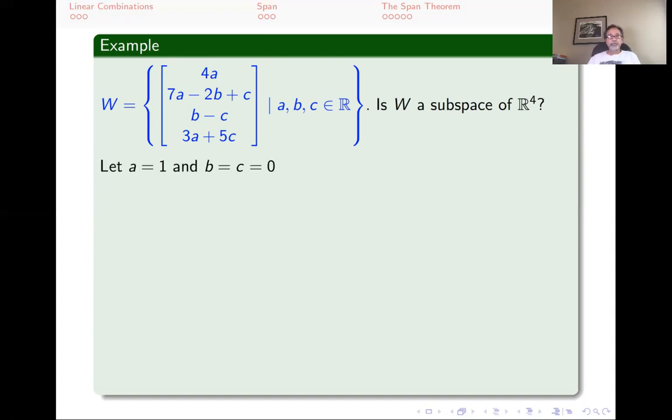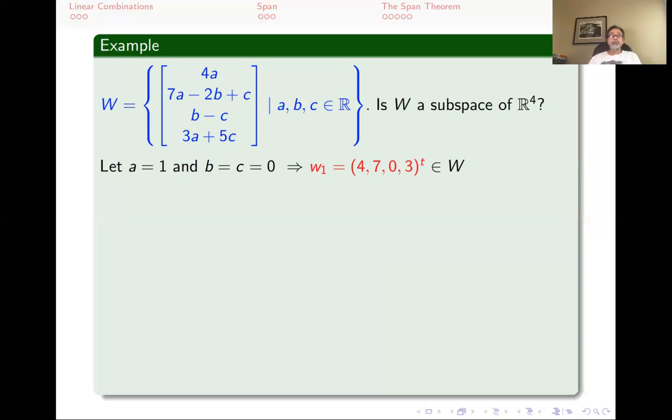So I'm going to create some elements in W. So one thing I'm going to do is I'm going to let A be 1 and B and C be 0. That's one way to make one of the simplest elements that you can create in W. And then you get (4, 7, 0, 3). I wrote it as a row vector because I don't want to take too much room in my slides, but that T means transpose. And if you remember what transpose means, it means that you take every row and make it into a column. So (4, 7, 0, 3) transpose is the column vector 4, 7, 0, 3.